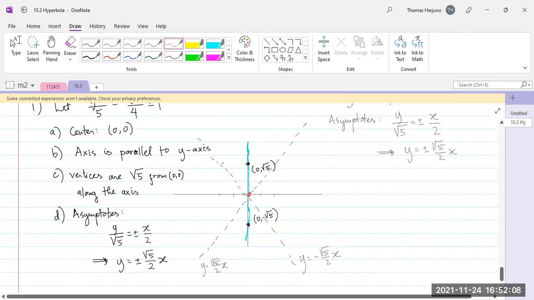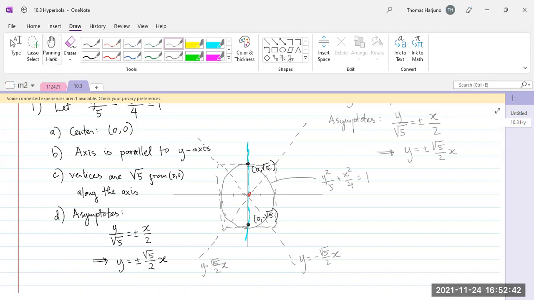Okay, you can see that this is actually the auxiliary rectangle. And if you imagine the ellipse actually like this, but we are not graphing the ellipse right now. This ellipse is y squared over 5 plus x squared over 4 equals 1. That's the equation of the ellipse.